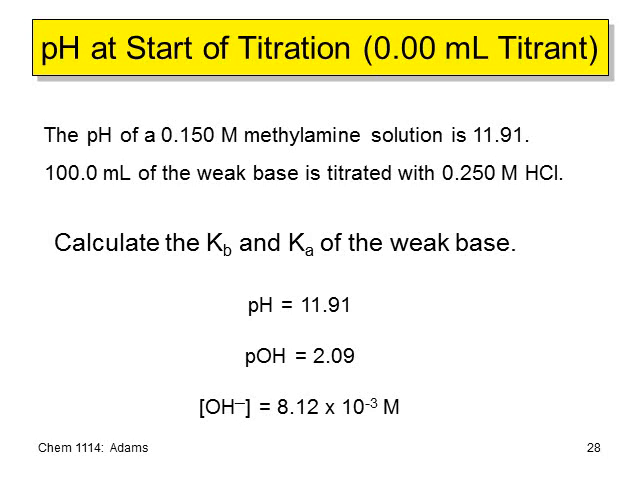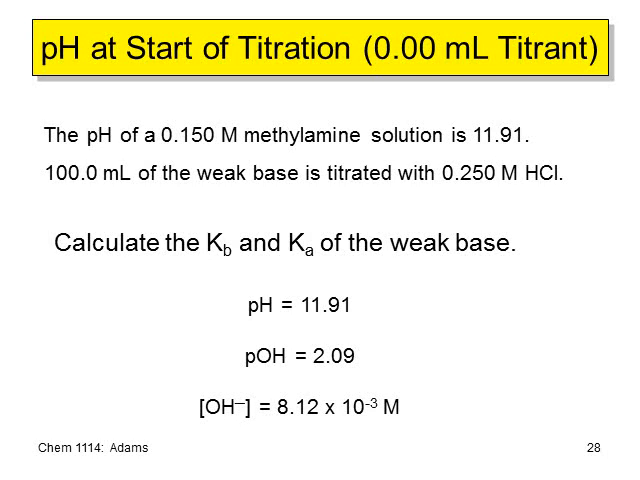We're going to calculate 5 points on this curve too. The problem statement is 100 milliliters of 0.150 molar methylamine solution are titrated with 0.250 molar hydrochloric acid. And I give you the initial pH. So this one is a little bit different. It's backwards from what I asked in the first one. 1A here says calculate the Ka and the Kb of the weak base.